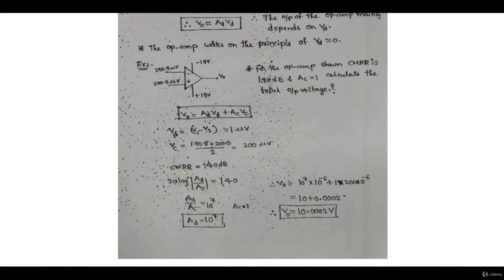But mostly you will be using the virtual ground concept, so that you can ultimately reach the output voltage, and we will see in the next video how we tackle different circuits and calculate the output voltage. Just by using the virtual ground concept and KVL and KCL, you can come up with the output voltage.